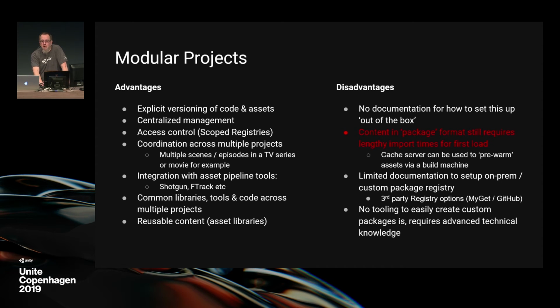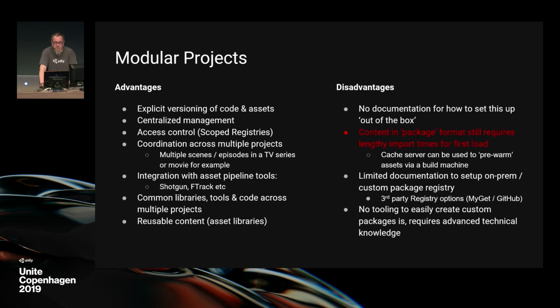Obviously, the new asset pipeline that you saw in the keynote and some of the other talks solves this idea that we still have to import the package. If you have a whole bunch of content in a package, that first time you open it is going to be painful today. In the future, the on-demand nature of the new asset pipeline will solve that problem for us. And obviously the cache server and the new accelerator system will help with that.